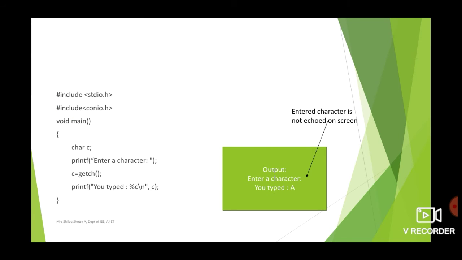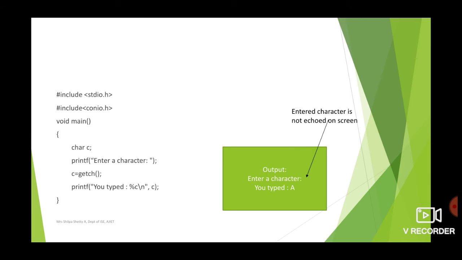So now let us see programs to understand the working of getch and getchar functions. The first program illustrates the getch function. #include <stdio.h>, #include <conio.h>, because getch is defined there. void main, char c. See the difference: in the earlier programs we were declaring a string, but now getch reads a character, so it has to be a single character. The name of the character variable is c.